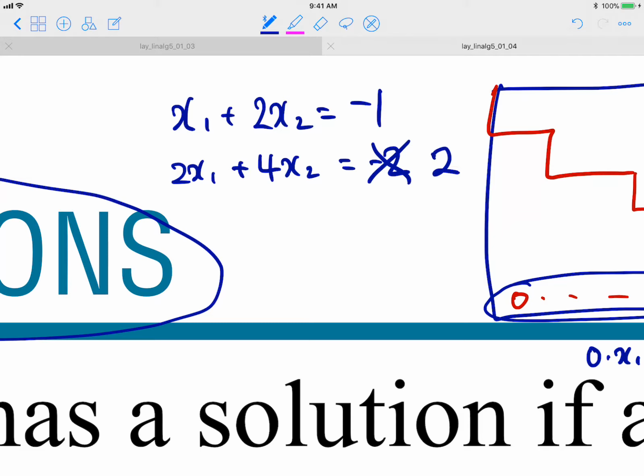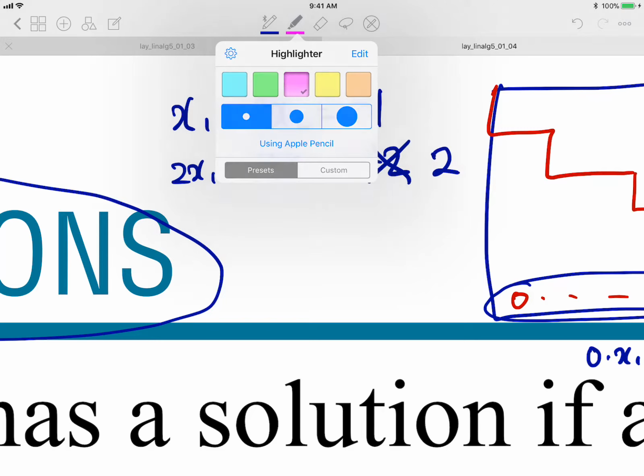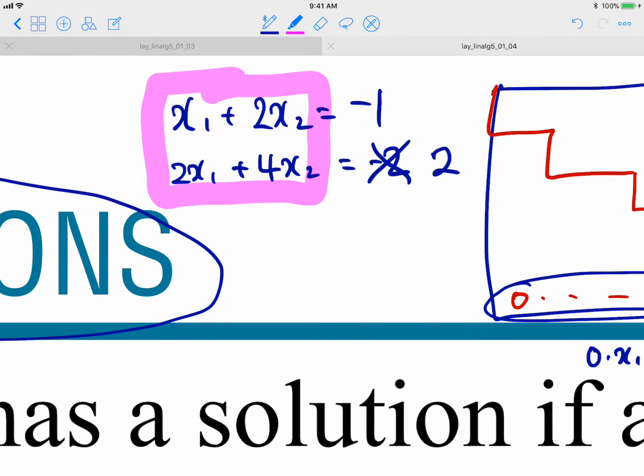So in general, suppose this left-hand side is fixed. We assume that the left part is all fixed. In that case, depending on the values that we have on the right-hand side, sometimes we have a solution, but sometimes we will not have a solution, right? But what about this case?